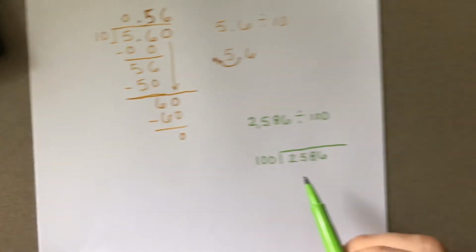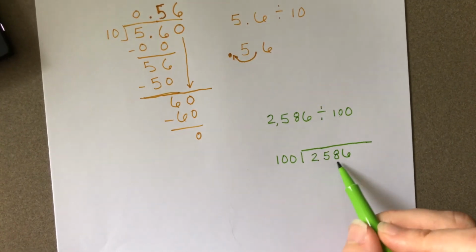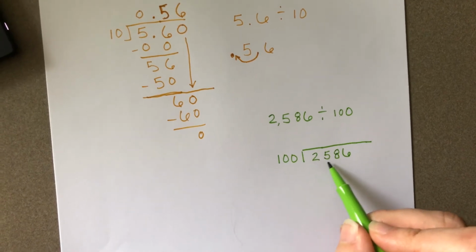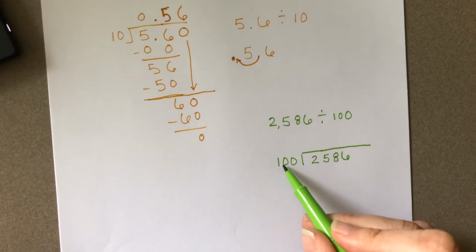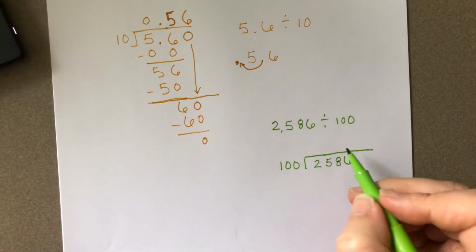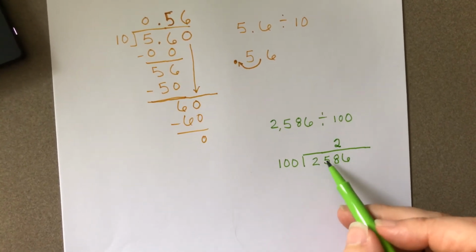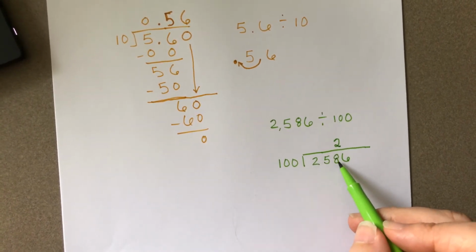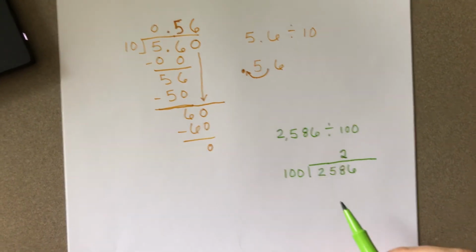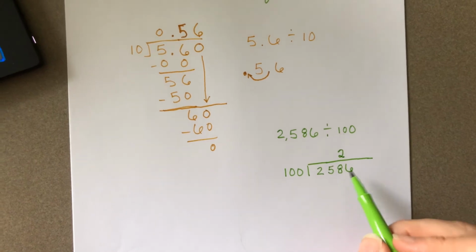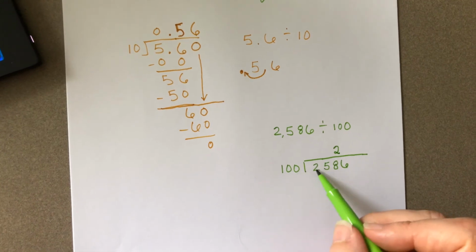So what you want to look at, if you have a number that's in the hundreds place, then when you're looking at your dividend, you also want to look at a number that is in the hundreds place, so 258. How many hundreds go into 258? Well, that would be 2. Notice how I'm putting the 2 here to represent that I'm dividing in the hundreds place. Ones, tens, hundreds. 100 goes into 258 2 times.